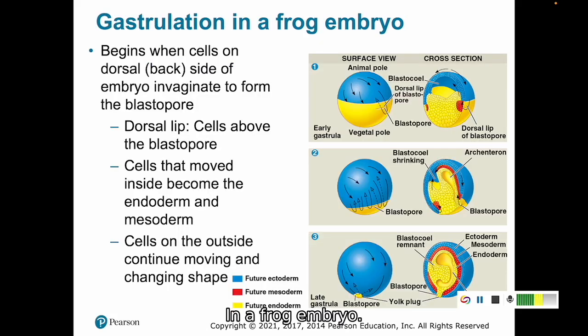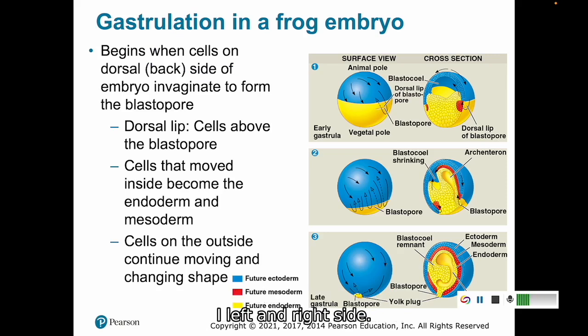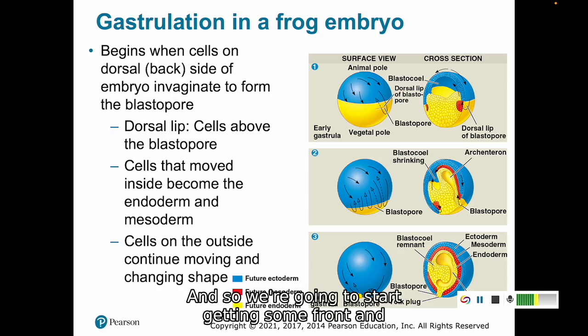Okay, in a frog embryo, gastrulation is going to start. Well, first let's remember a frog has a front and a back, a left and a right side, a top and a bottom, right? It has bilateral symmetry to it. And so we're going to start getting some front and back and all of that in our embryo.